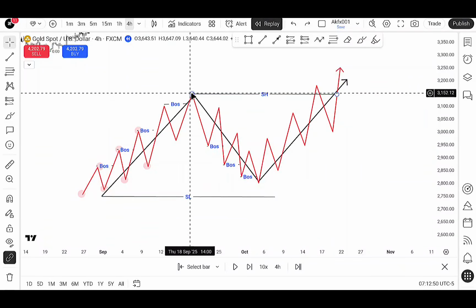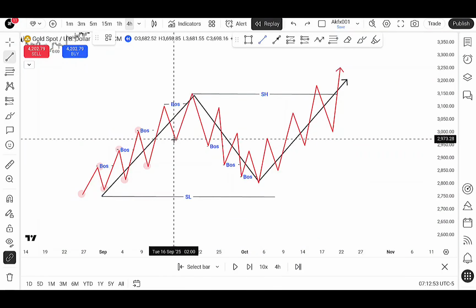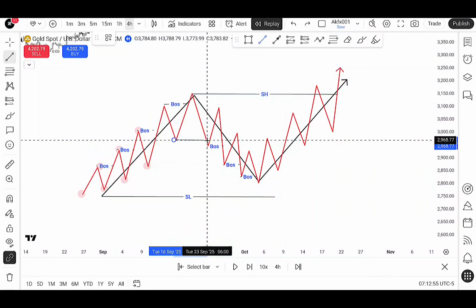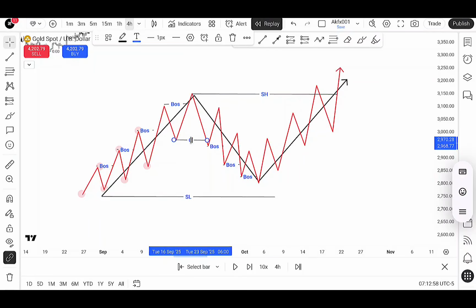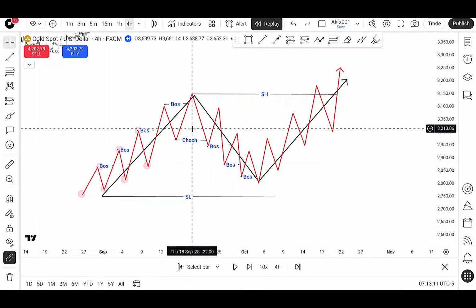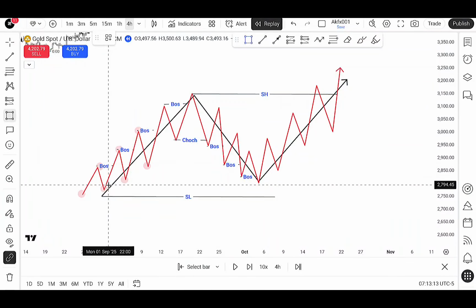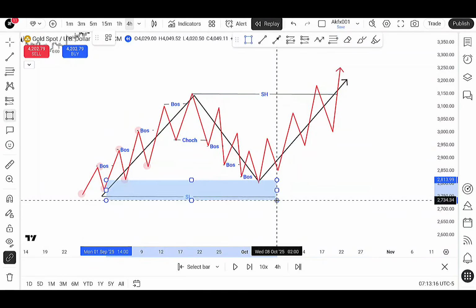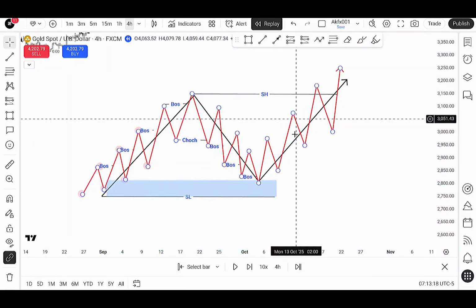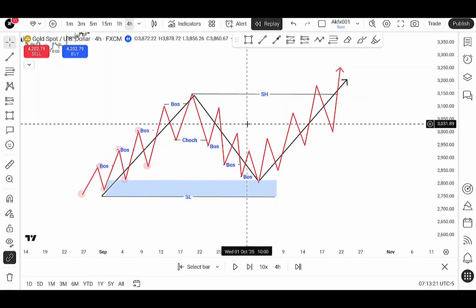Then when the 4 hours time frame is about to pull back, what you see from the 15-minute time frame is a change of character, telling us that the 4 hours time frame is about to pull back to a certain level of support, so that we can take a buy since the market is in an uptrend.